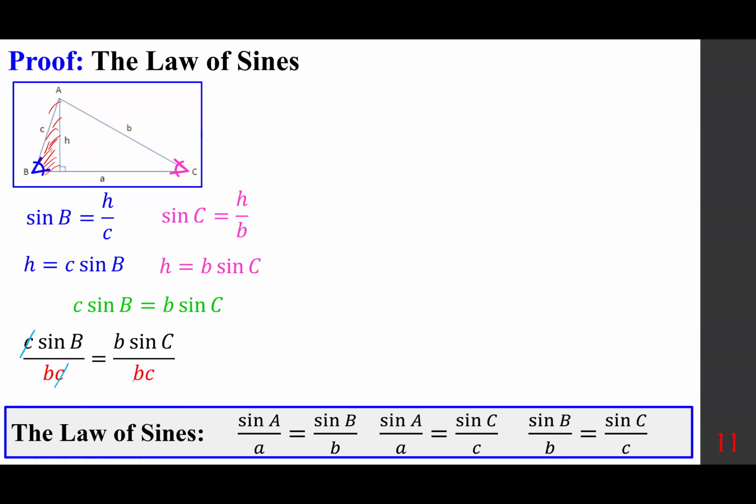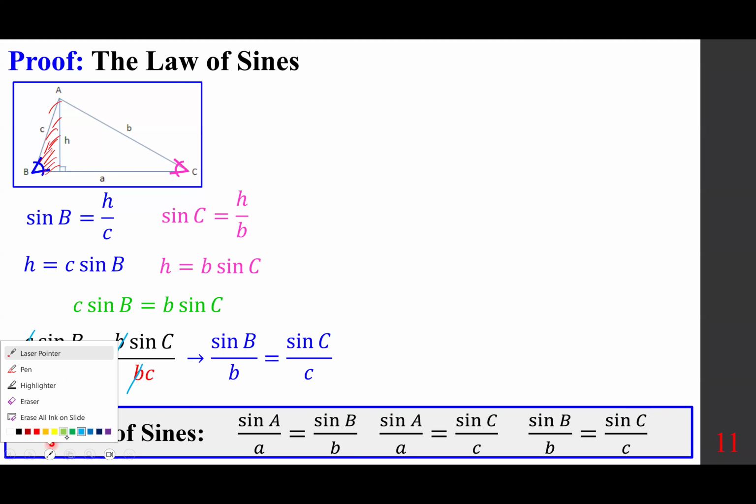The c drops here, the b drops here, and we get sine b over b equals sine c over c. In other words, we get this one.